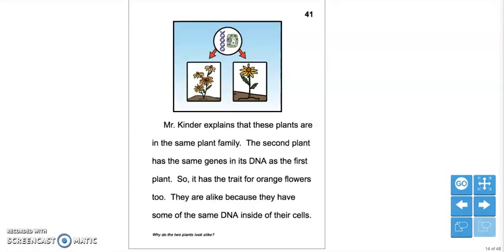Mr. Kinder explains that these plants are in the same plant family. The second plant has the same genes in its DNA as the first plant, so it has the trait for orange flowers too. They are alike because they have some of the same DNA inside of their cells.